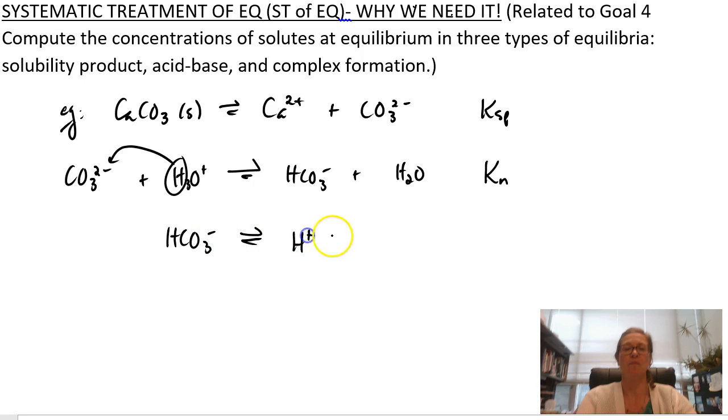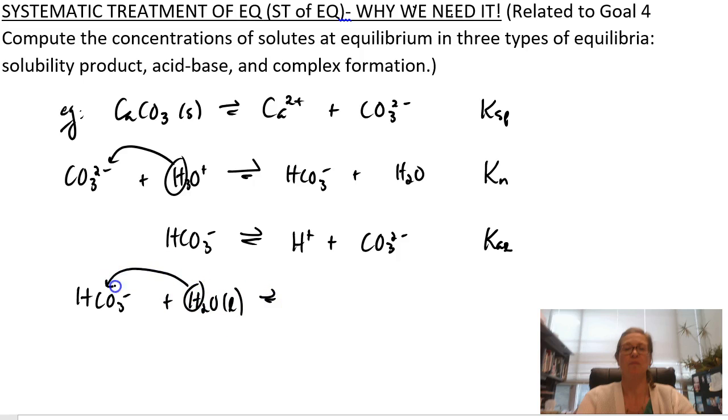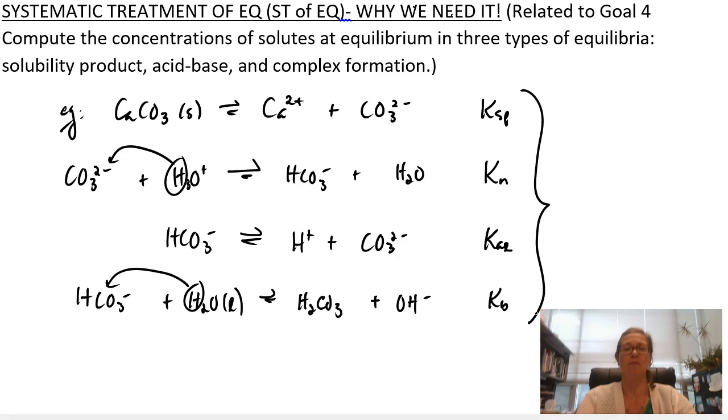It could behave as a weak acid and dissociate into H plus and carbonate in what we would call a Ka2 reaction, sorry, that would be a Ka2. But bicarbonate could also accept a proton from water and behave as a weak base to form carbonic acid and hydroxide in a Kb reaction. So given all of these reactions that take place, if someone were to ask you to calculate the pH of a saturated solution of calcium carbonate, that would be a challenge.